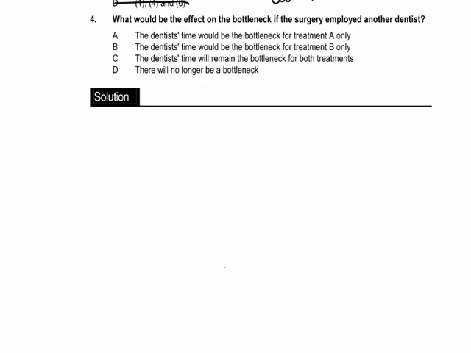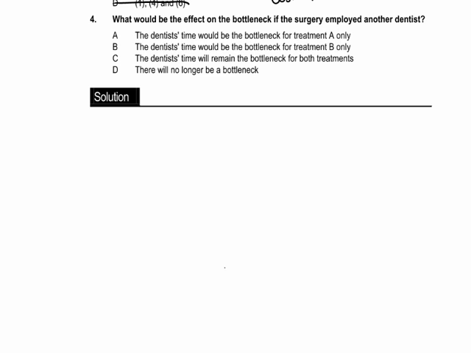The final question then is slightly more challenging in terms of what would be the effect on the bottleneck if the surgery employed another dentist. So let's think about what we're being asked to consider here then. If they have another dentist, is there still going to be a bottleneck? Or will it only exist for one of the products, or will it exist for both of the products?